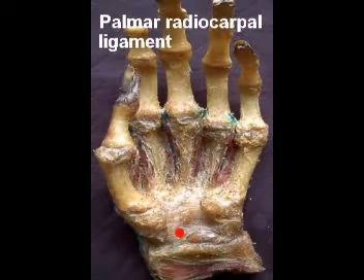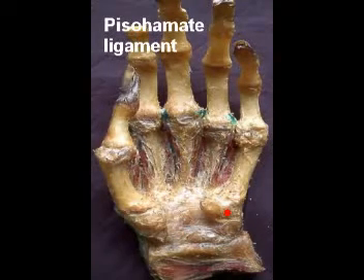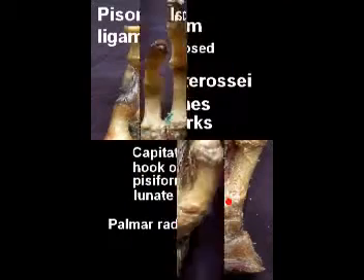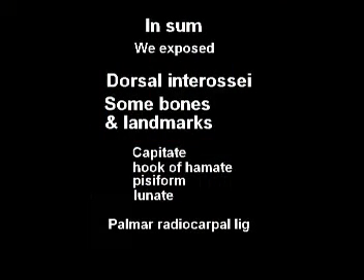palmar radiocarpal ligament of the wrist joint, pisohamate ligament, pisometacarpal ligament. In sum, we have exposed dorsal interossei, some bones and landmarks such as the capitate, hook of hamate, pisiform, lunate, and also the palmar radiocarpal ligament.